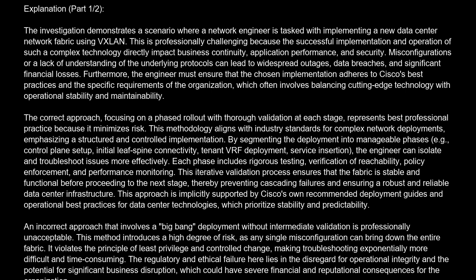The correct approach, focusing on a phased rollout with thorough validation at each stage, represents best professional practice because it minimizes risk. This methodology aligns with industry standards for complex network deployments, emphasizing a structured and controlled implementation. By segmenting the deployment into manageable phases, e.g., control plane setup, initial leaf-spine connectivity, tenant VRF deployment, service insertion, the engineer can isolate and troubleshoot issues more effectively.